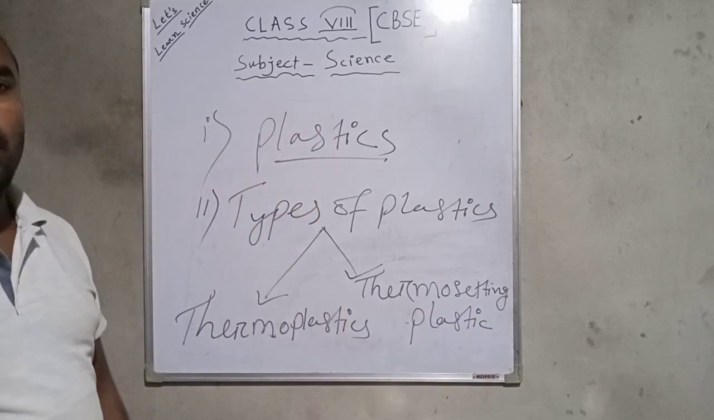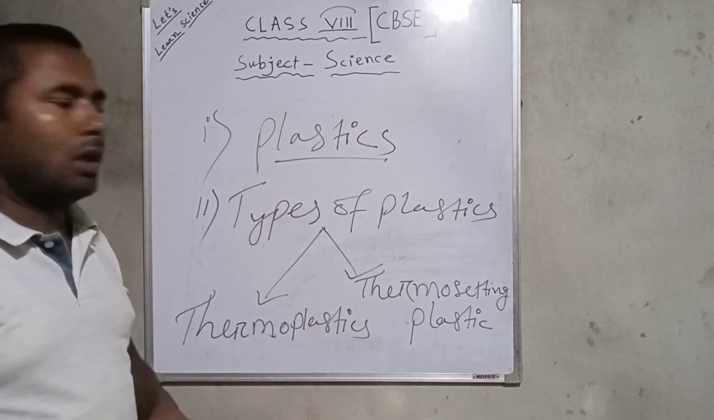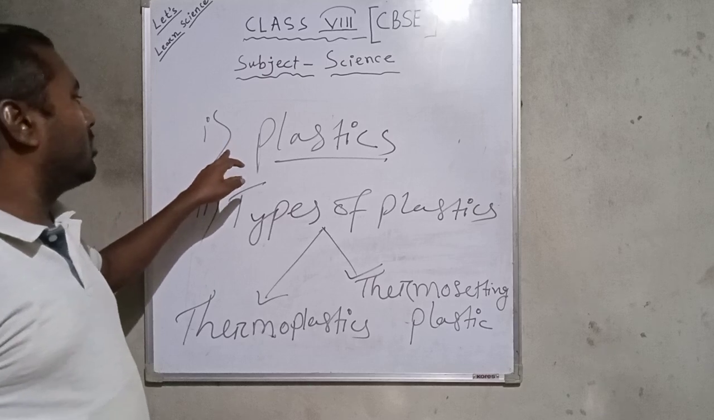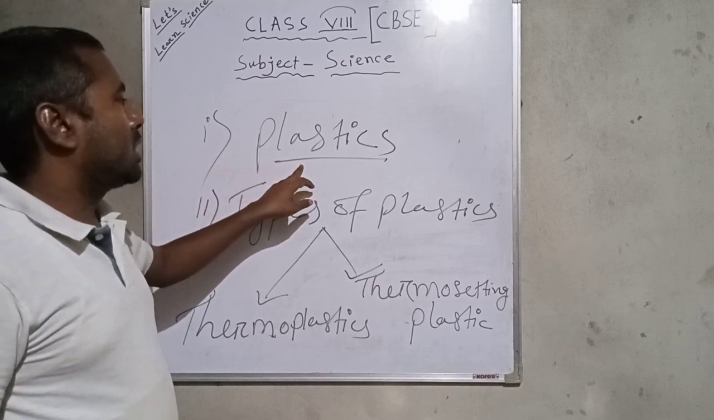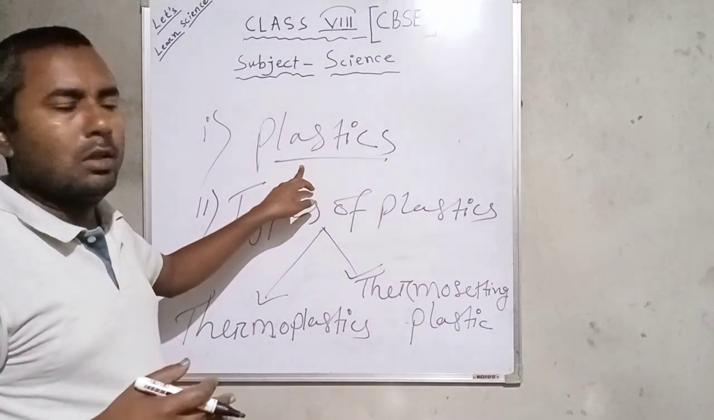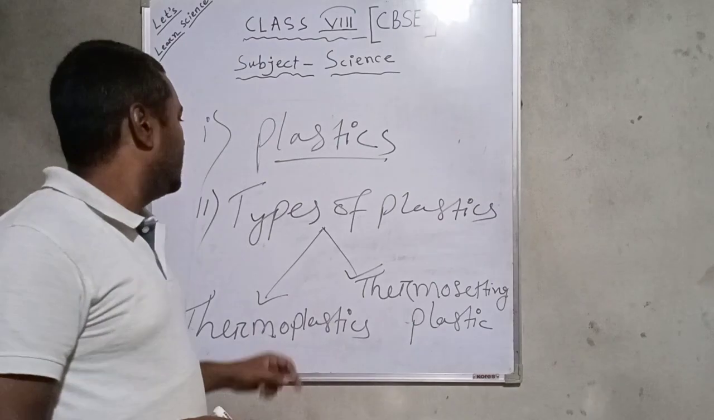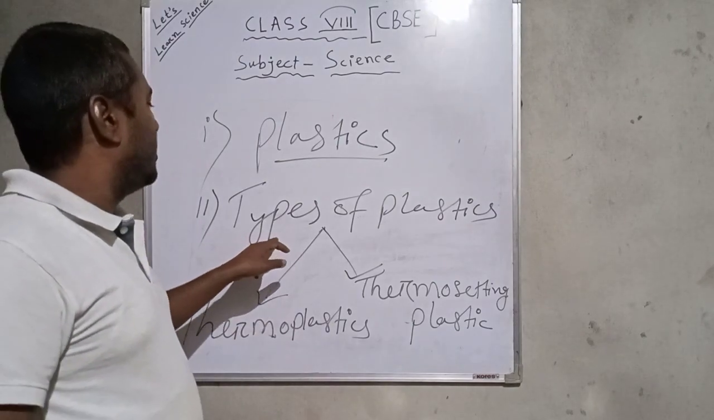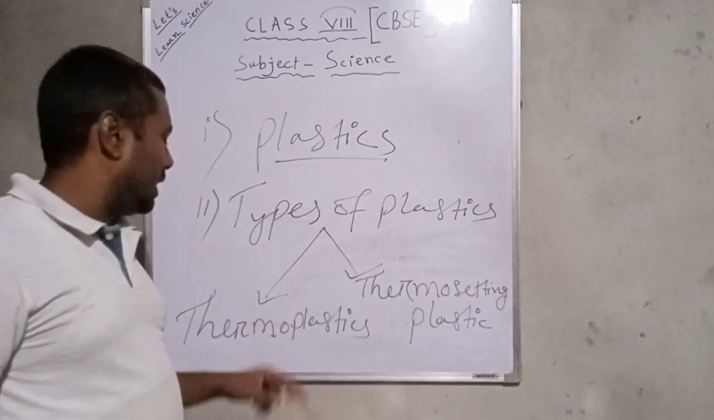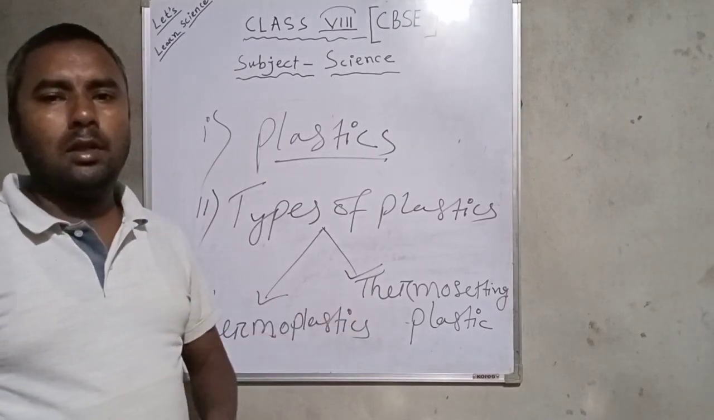So in the second part, what do we learn in this lesson? What opportunity will you get to learn? In the second part you will learn about plastic. What is plastic? What is the composition of plastic? That means how plastics are made, or from what type of material plastics are made. Then you also come to know about types of plastics. There are two types of plastic: thermoplastics and thermosetting plastics.